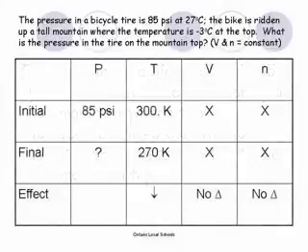As with any gas law problem, we want to write an IFE chart. So we're going to fill in our values. Our initial pressure is 85 psi. Our initial temperature is 300 Kelvin. Our volume and number of moles, we're just going to put an X there since they're not going to change or be affected by this. Our final pressure, we put a question mark. That's what we're going to solve for. Our final temperature is 270 Kelvin.